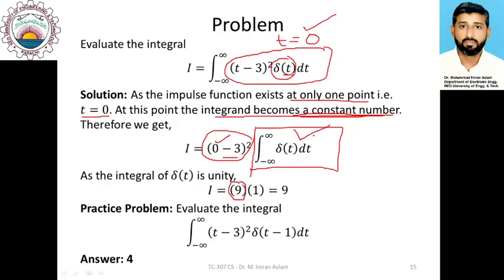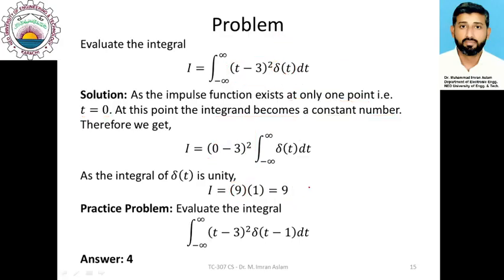This (minus 3) squared is actually 9, so I have shown it here. And for the integral of delta t, we know from the basic definition of the impulse function that whenever it is integrated, it will give a value of 1. So the integral of delta t would be 1. Multiplying this by 9 into 1, I get the value of the integral to be equal to 9. So this is how we can incorporate this impulse function in different calculations.